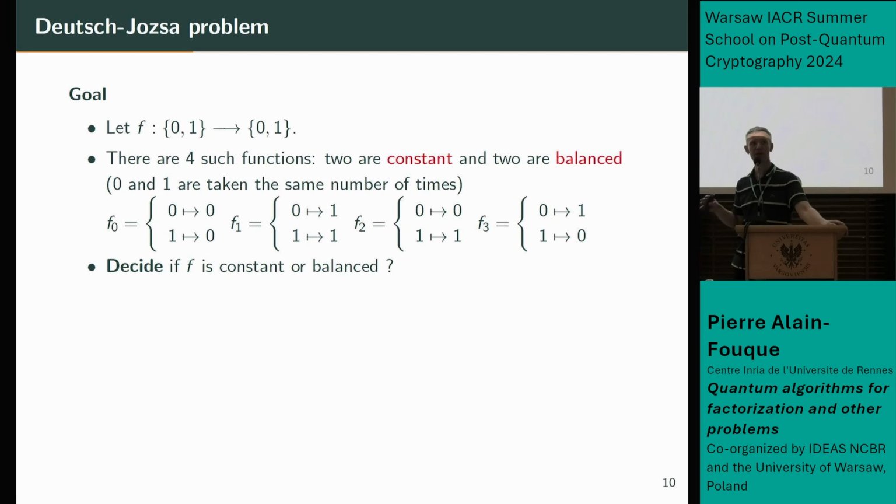That means that they take exactly the same number of 0 and 1. So, for instance, you can have four such functions. The first two are in fact constant, so you can see that the output is 0 or 1. And for F2 and F3, you see that they are what we call balanced because you have 1 time 0 and 1 time 1. Okay? And so the goal is to decide if F is a constant or a balanced function.